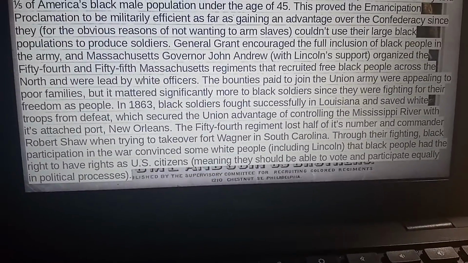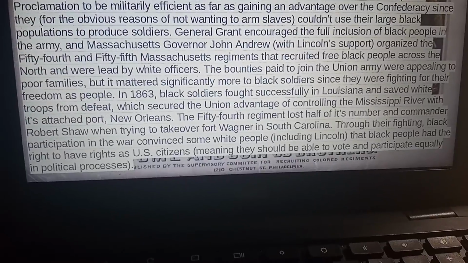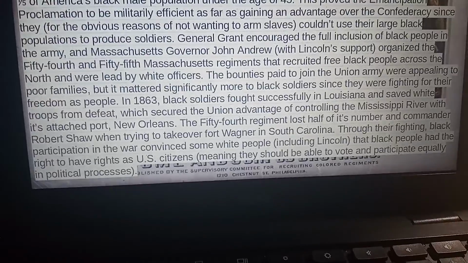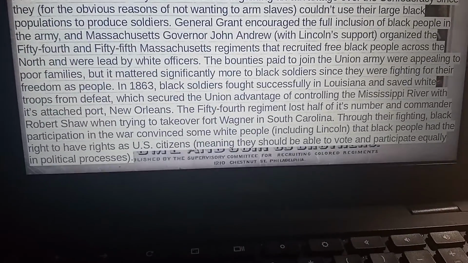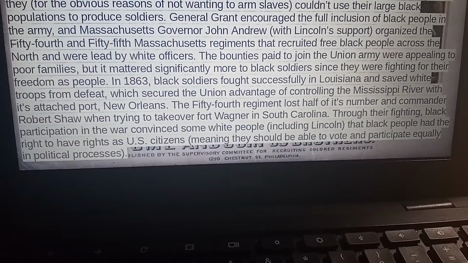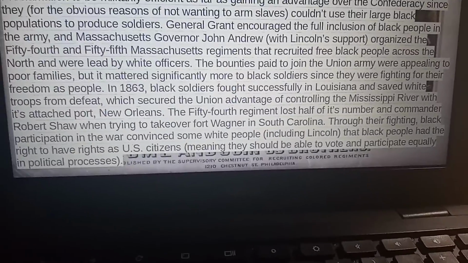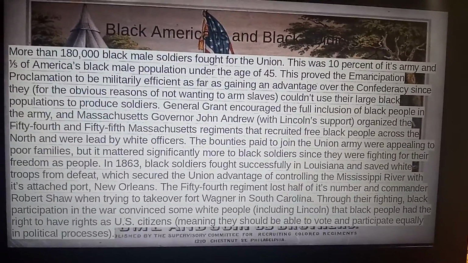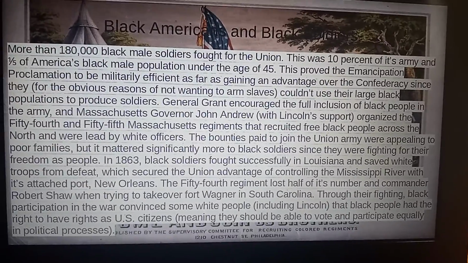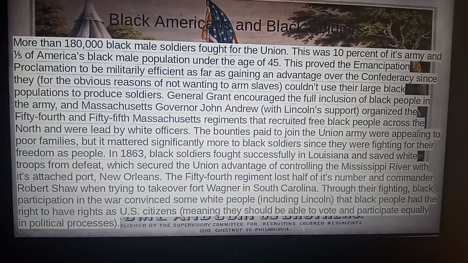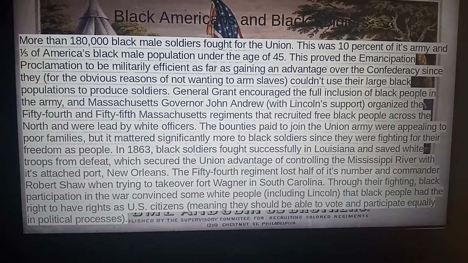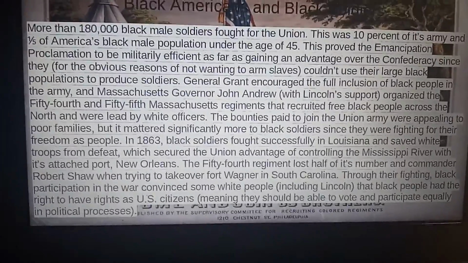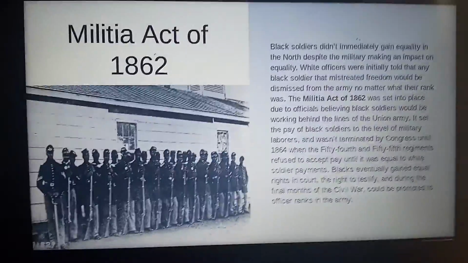In 1863, black soldiers fought successfully in Louisiana and saved white troops from defeat, which secured the Union advantage of controlling the Mississippi River with its attached port, New Orleans. The 54th Regiment lost half of its number, including Colonel Robert Shaw, when trying to take over Fort Wagner in South Carolina. Through their fighting, black participation in the war convinced some white people, including Lincoln, that black people had the right to have rights as U.S. citizens, meaning they should be able to vote and participate equally in political processes.